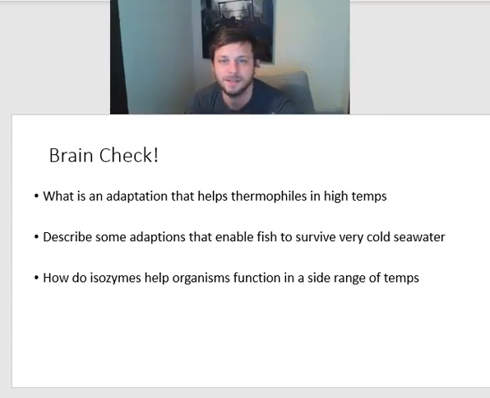So, what is an adaptation that helps thermophiles in high temperatures? You can think of that DNA polymerase that you find in bacteria, the tadpole. Describe some adaptations that enable fish to survive in very cold water. Talking about antifreeze. And then how do isozymes help organism functions in a large range of temperatures? In a large range of temperatures. And so they're able to share that, right? So in cold you'll have one, and in warm you'll have another enzyme.